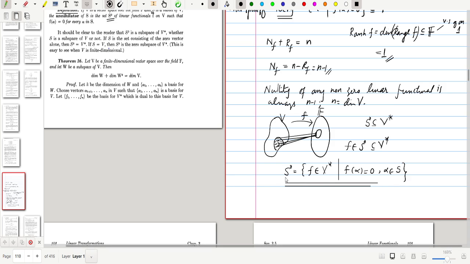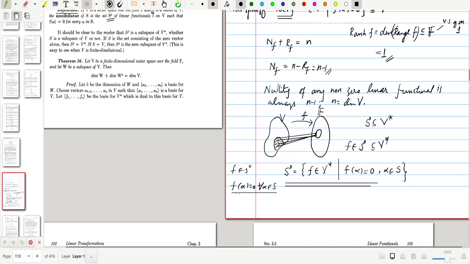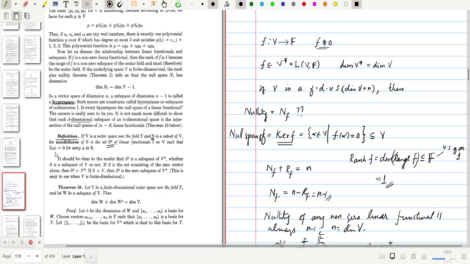The annihilator S naught of a subset S is the set of all linear functionals which satisfy the condition f of alpha equals 0 for all alpha in S. That means if we choose an element f from S naught, f of anything belonging to S is equal to 0. So this is the definition. Now we have some remarks on that. We will consider two interesting cases.